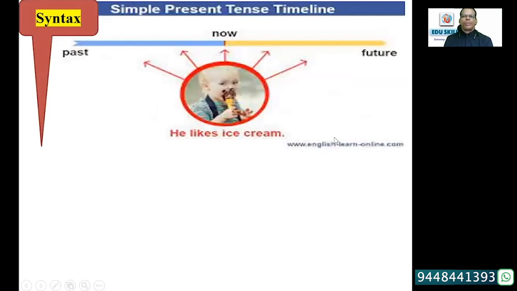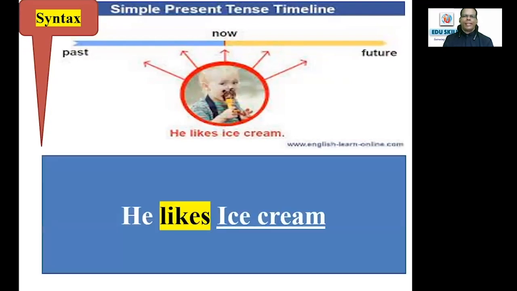Okay, now simple present sentence syntax. Past, now, future. I'll just be explaining all the details in simple present tense, in contrast to which you'll be able to understand the other forms as I'm teaching. I may not be explaining every detail over there because it takes a lot of time. And for example, he likes ice cream. Okay, let's see the syntax. He likes ice cream. That is simple present tense.